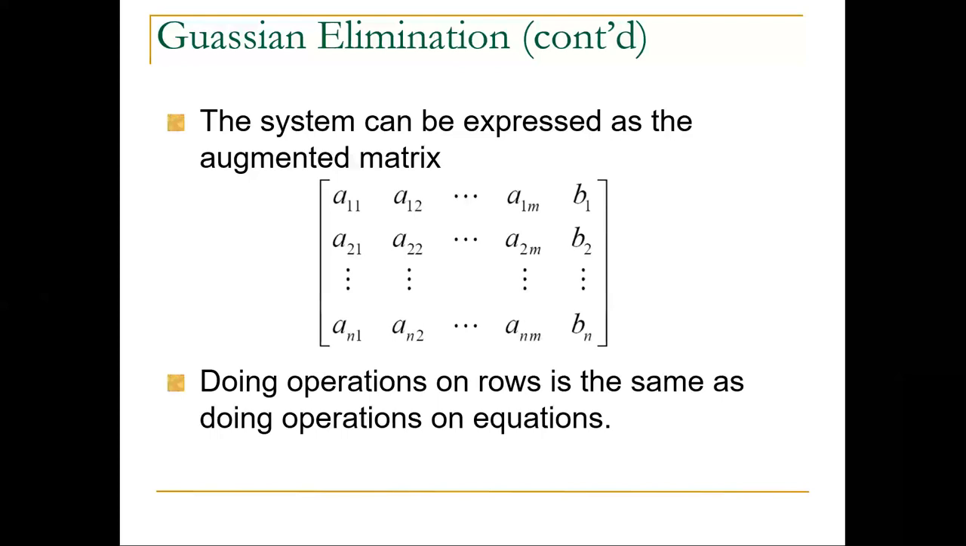The goal is to eliminate every element in the coefficient part. For every row, you eliminate every element and make them 0 except 1. And that is the solution. That's why it's called Gaussian elimination. It's the process of eliminating elements till you get only 1, which must be the solution.